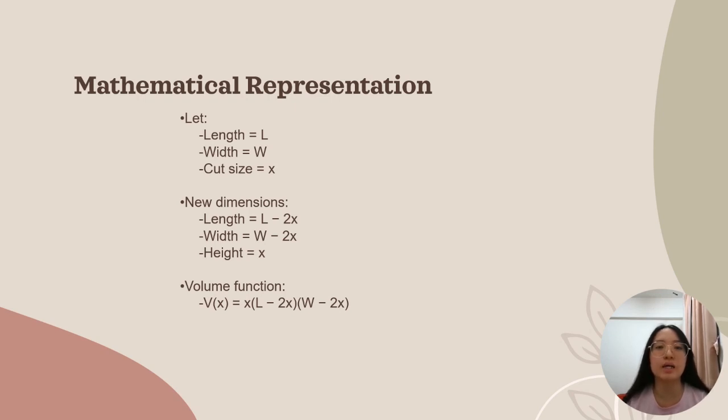The new length becomes L minus 2x because we remove x from both sides. Similarly, the new width becomes W minus 2x and the height of the box becomes x. Using these dimensions, we can form the volume function as V(x) equals x multiplied by (L minus 2x) multiplied by (W minus 2x). This step is crucial because it transforms the real-world problem into a mathematical model that we can analyze and solve.